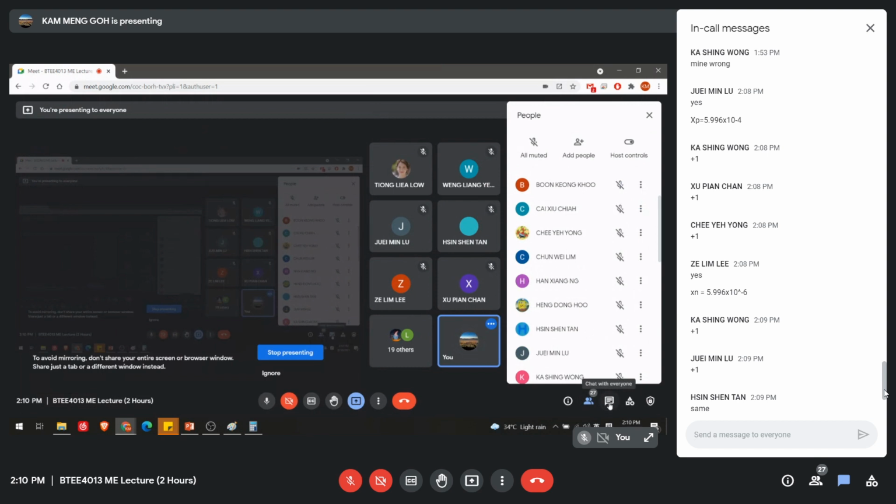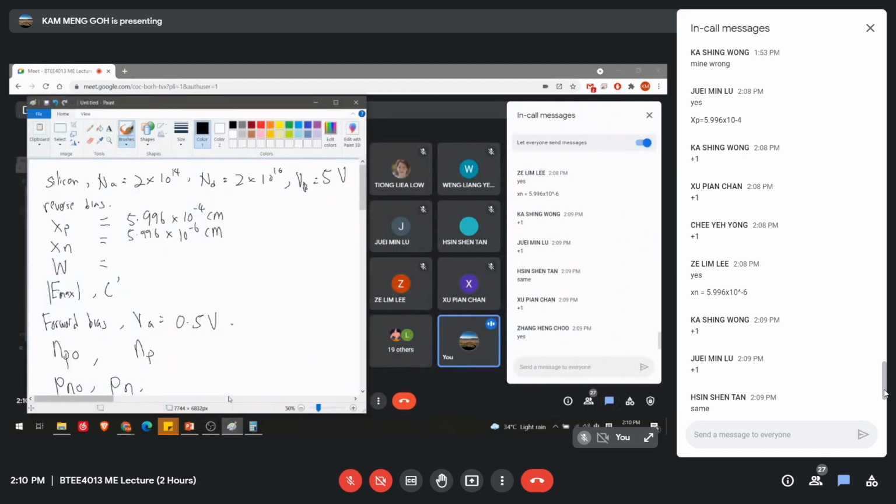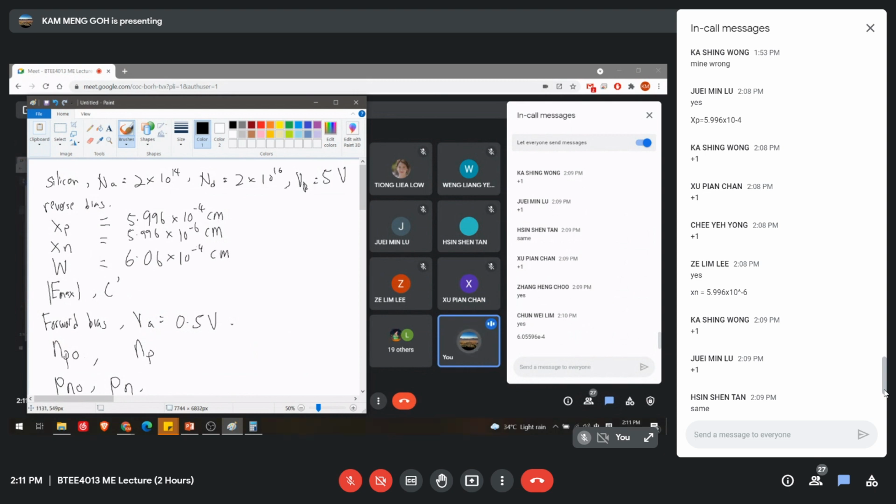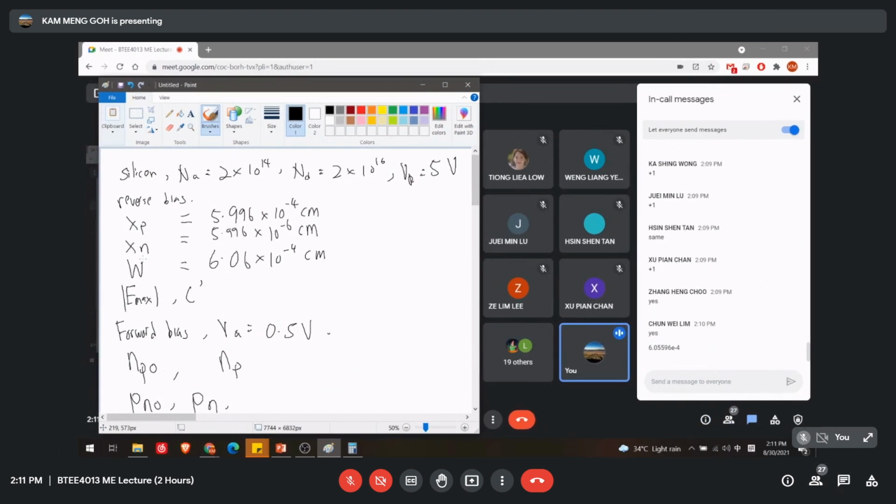Lim Chung Wei, what is the value for the W? Lim Chung Wei, are you here? Value of the W. Okay, 6.06 times 10 to the power of negative 4 cm. Do you guys get the same answer? So basically, you just need to add SP and SN together only. Okay, any plus one for the answer?